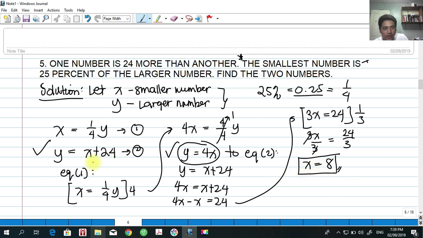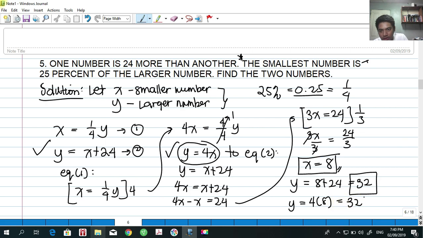So if x equals 8, then we can substitute this freely into this equation or this one. So we can choose this. We have y equals x plus 24, where x equals 8, plus 24, that is equal to 32. Or if you are going to use y equals 4x, which is from equation 1, that is 4 times 8 because x is 8. So that is still equal to 32. So our answer here should be 8 and 32. That is the number. So 8 is the smaller number and 32 is the larger number.